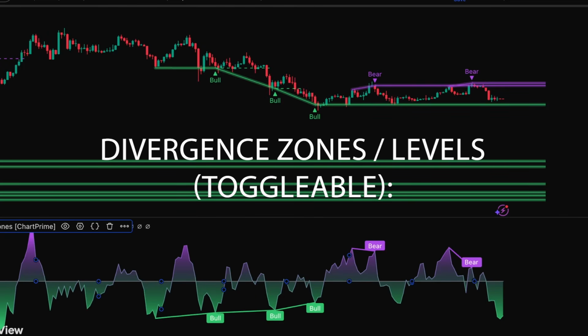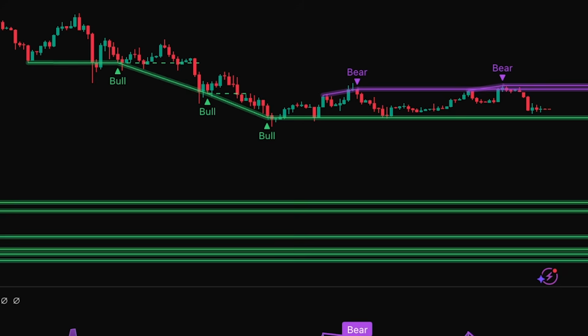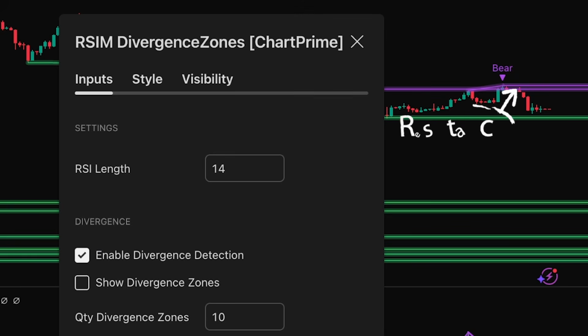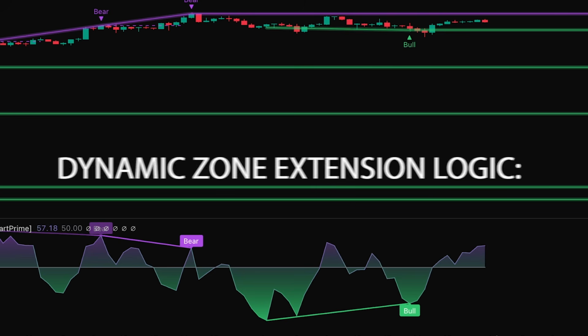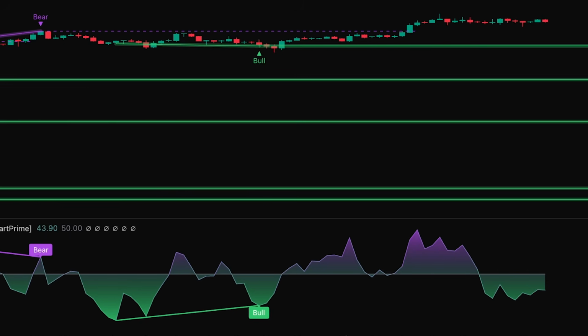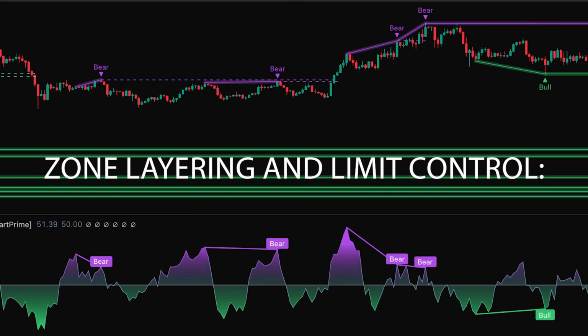Divergence zones and levels. Toggleable. Draws horizontal green, bullish, or red, bearish zones on the price chart from divergence points. These act like dynamic support and resistance. Toggle them on or off if your chart feels too busy. Dynamic zone extension logic. Zones keep extending rightward as long as price respects them, bouncing without breaking. If price breaks through strongly in the wrong direction, the zone turns dashed or fades, showing it's no longer valid.